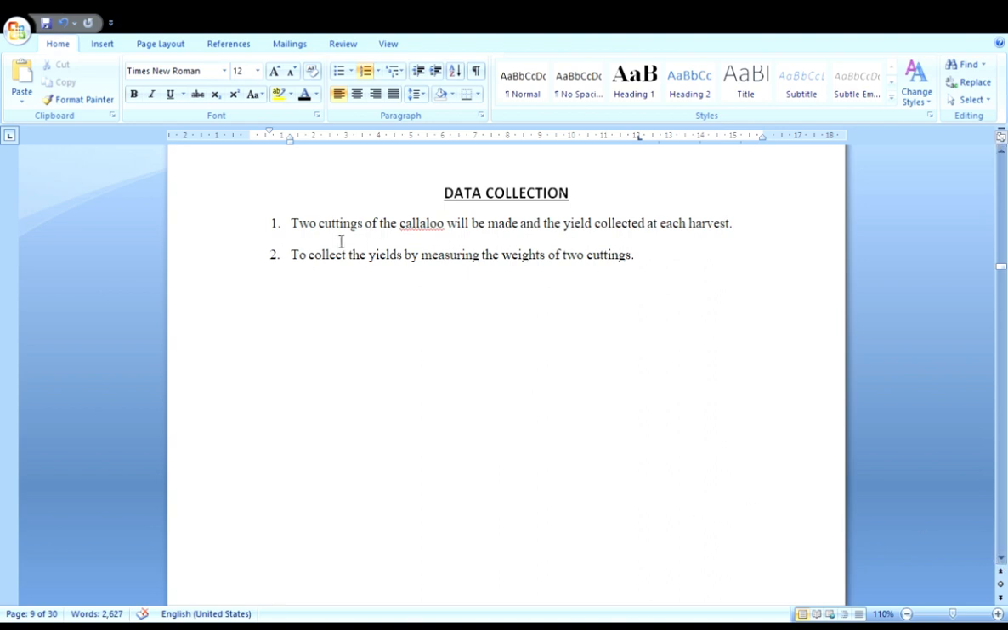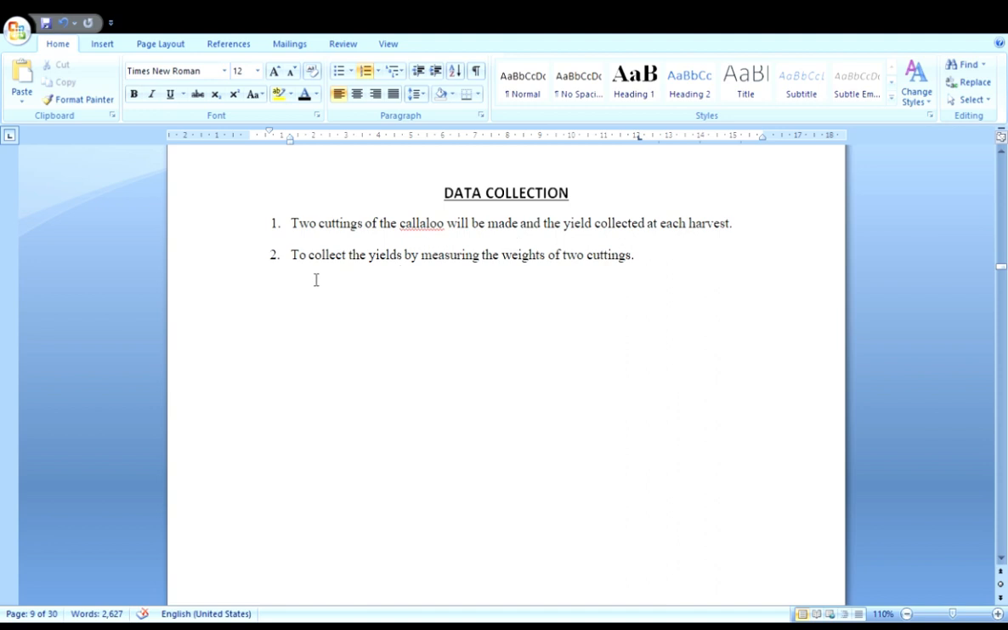So here you will state all the information that you would collect for your result. So on the data collection heading here, you're just going to write out all the information that you will collect. So one here, we said 2 cuttings of the callaloo will be made and the yield collected at each harvest. All the information that you state in your data collection, that's the guide that the assessor will use to see what you will have in your result. So the assessor will check your data collection and then go and look in your result to look for these information that are stated.